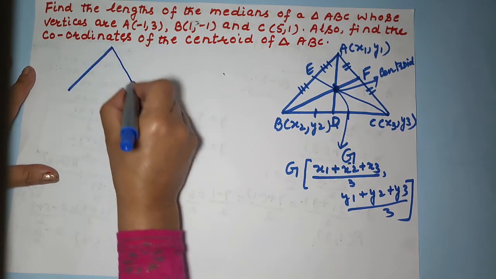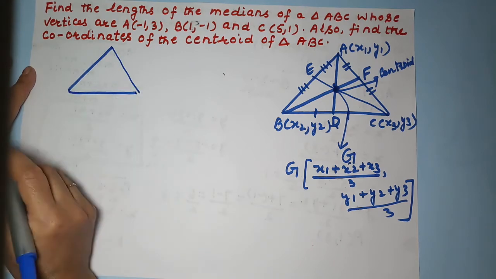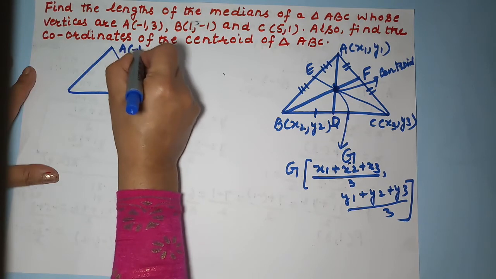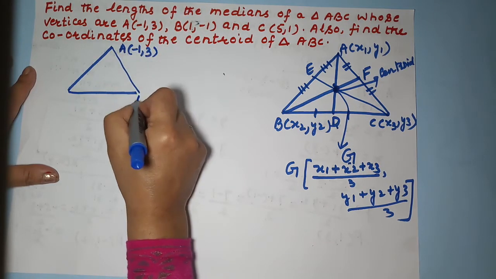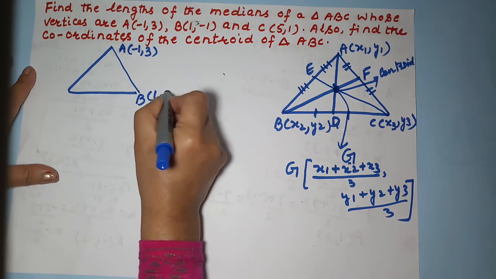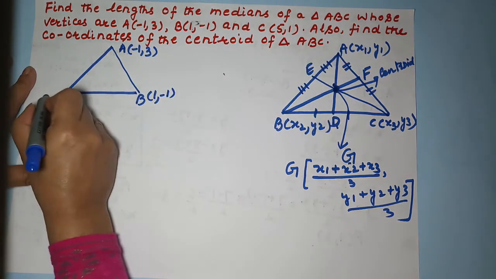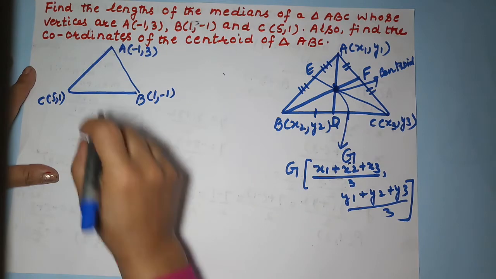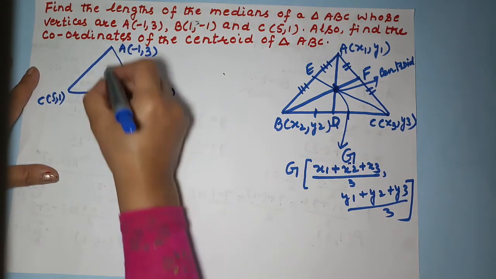Now we have a triangle ABC here, and the coordinates of the vertices are A(-1, 3), B(1, -1), and C(5, 1). Fine. Now he wants us to find the lengths of the medians.